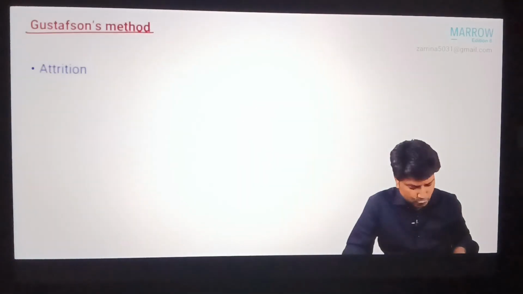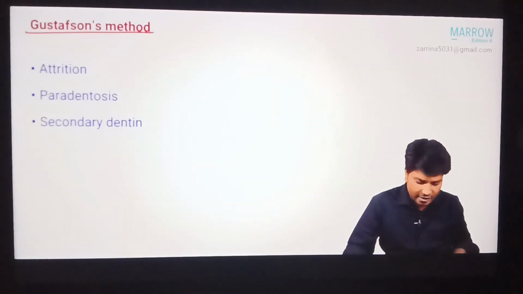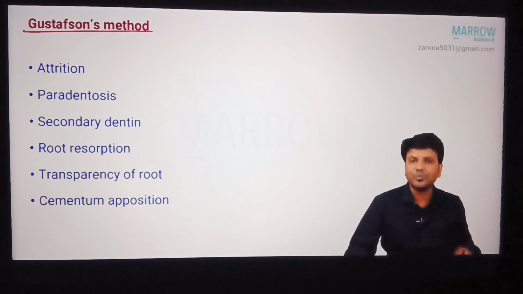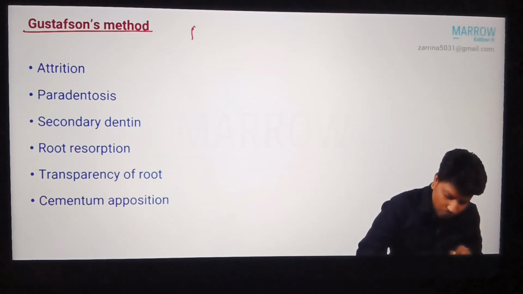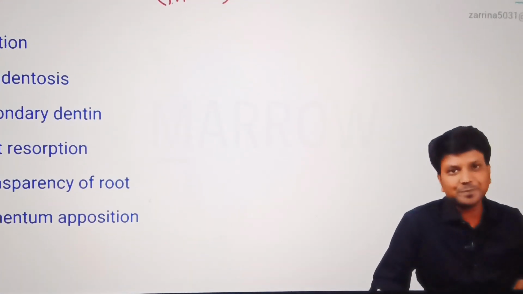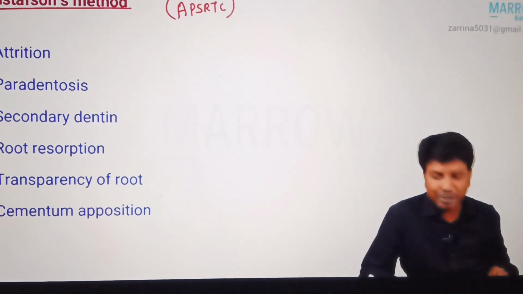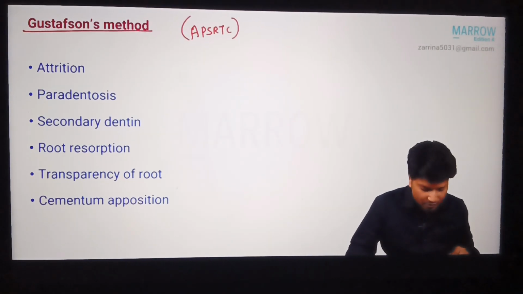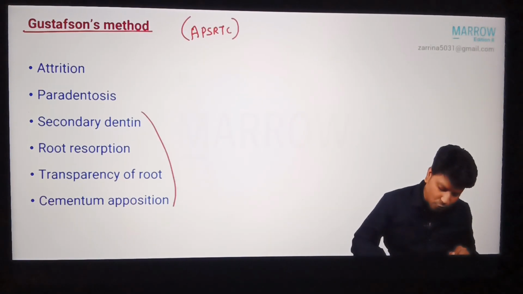Where you can use secondary changes. We have attrition, parodontosis, secondary dentin, root resorption, transparency, and symmetry. There are 6 criteria available. You know the mnemonic APSRTC, Andhra Pradesh State Road Transport Corporation. Right? So Andhra Pradesh State Road Transport Corporation, APSRTC, 6 criteria are there. These are microscopic.